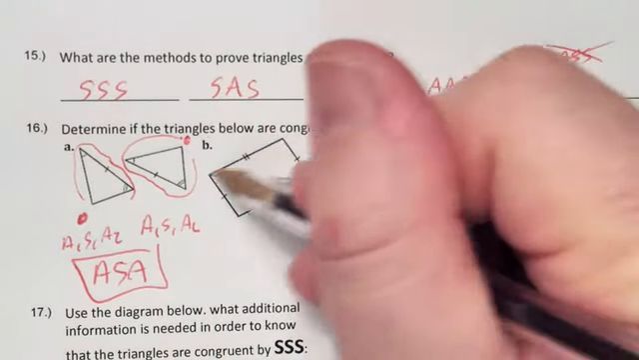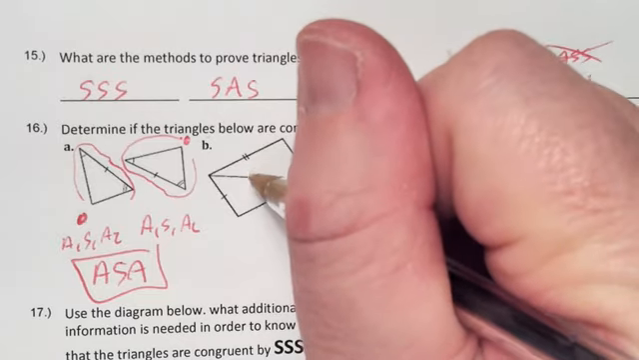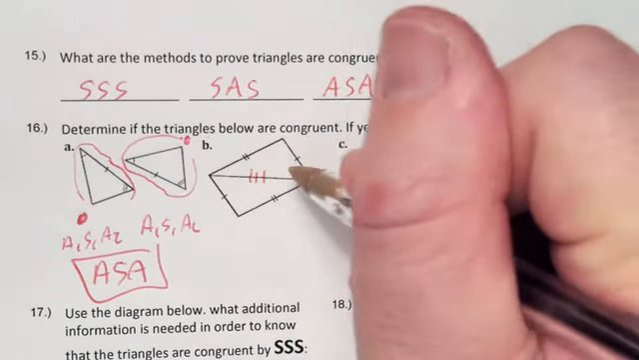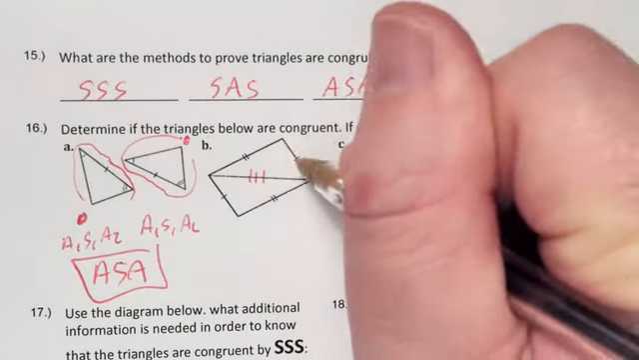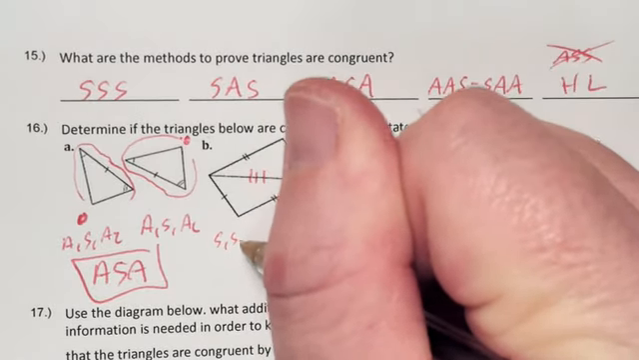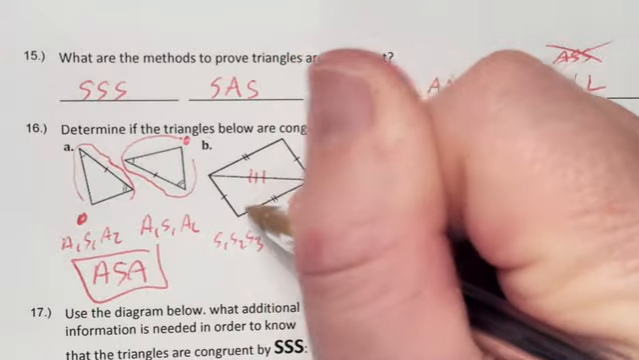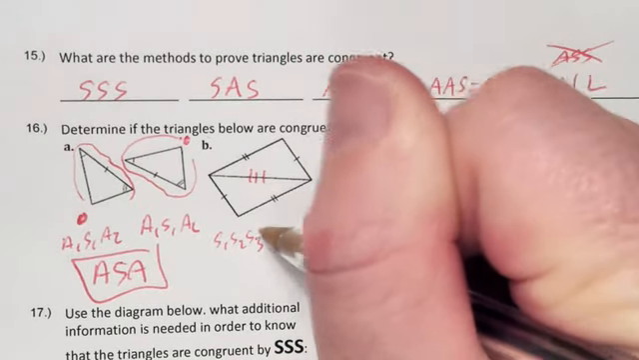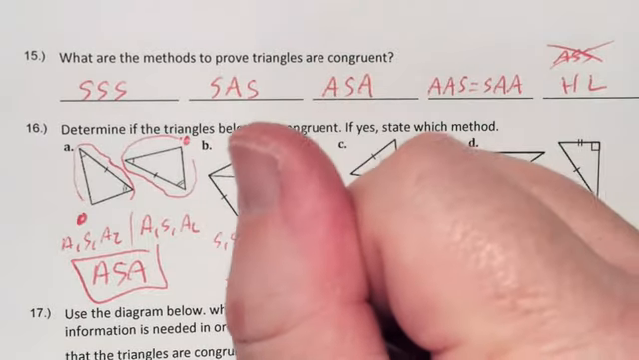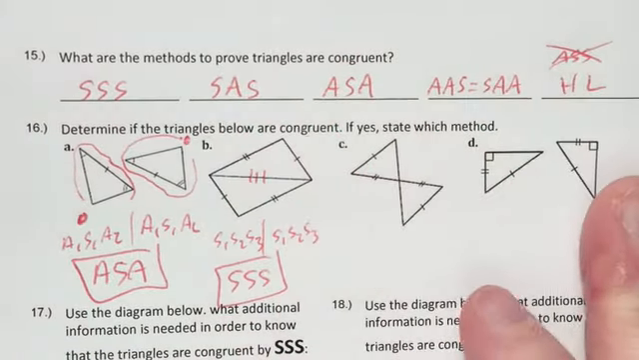All right, this one. I only have 2 bits of information. I need another one. So reflex property, 1, 2, 3. If I go around this one right here, I get side 1, side 2, and side 3. Make sure the other one's the same thing. Side 1, 2, and 3. Yep. And yes, SSS does work.